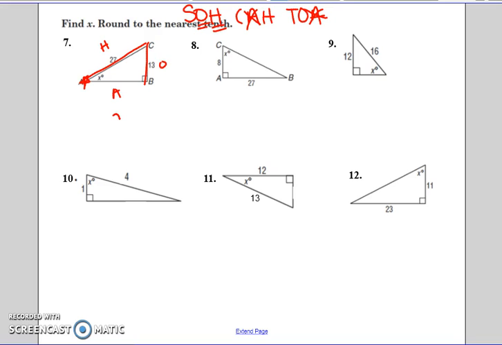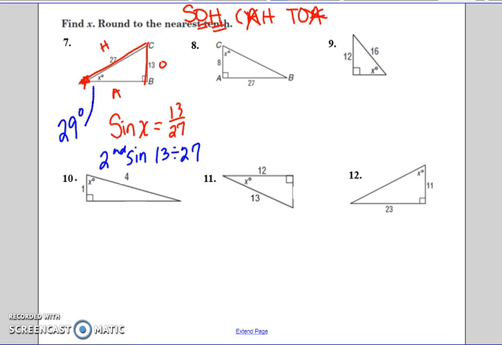So it's going to be the sine of some degree, that's what we're looking for, and my opposite over my hypotenuse. So therefore in your calculator you're just going to push second sine 13 divided by 27, and you should get 29 degrees. And that tells you how big that angle right there is.